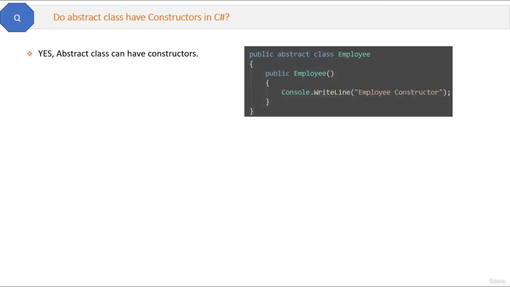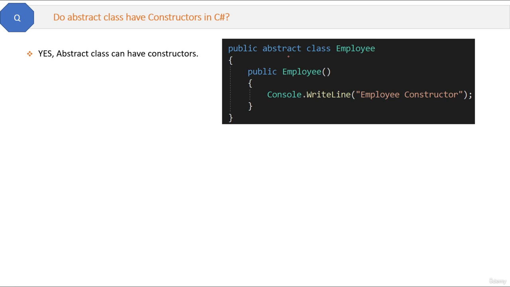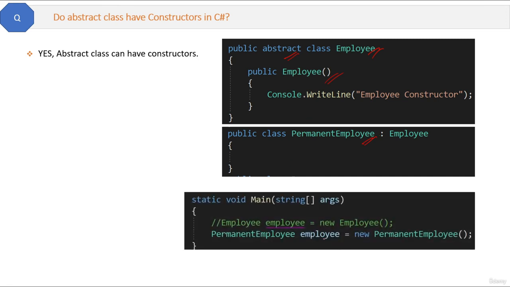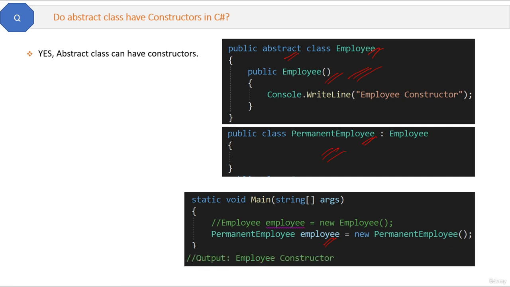For example, we have this employee abstract class with a constructor and we inherit this in the permanent employee class. Now when we create the object of the permanent employee class, the derived class, first the constructor of the base class will be called. Then only the constructor of the derived class will be called. That's why we can have a constructor in the abstract class, and that's why we get the output which is written inside the base class constructor here.